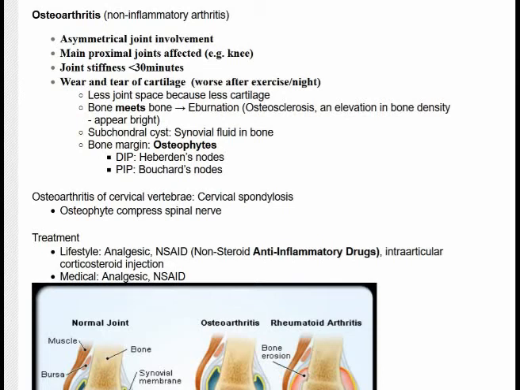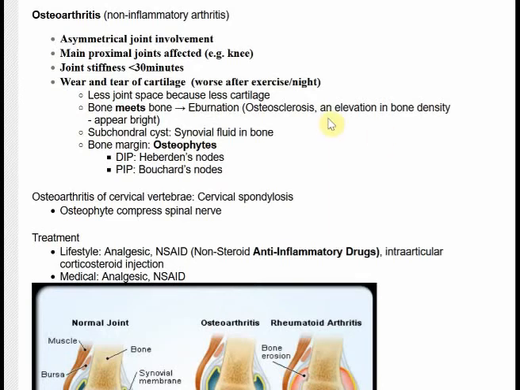In today's episode, I will talk about the difference between inflammatory arthritis, in particular rheumatoid arthritis, and osteoarthritis. I'll talk about the pathology, the radiological findings, and the physical findings. So let's start with the more common osteoarthritis.